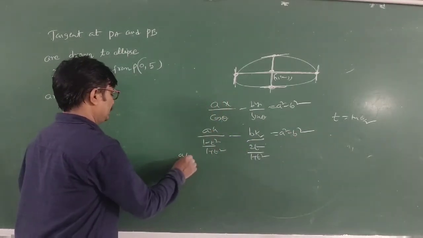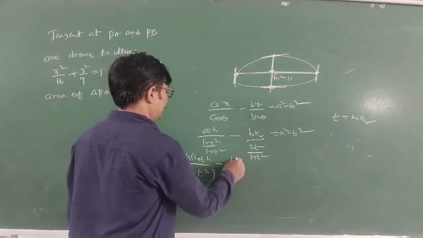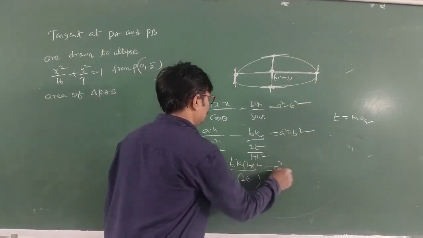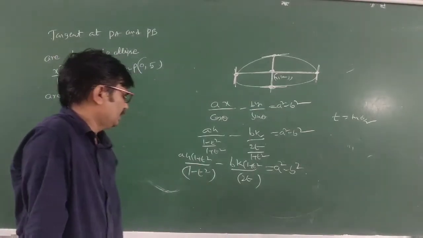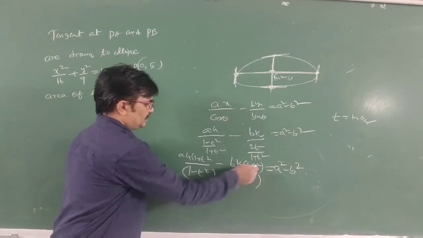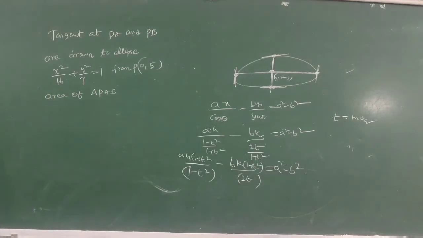Now this is, students, ah into 1 plus t square by 1 minus t square minus bk into 1 plus t square by 2t equal to a square minus b square. My dear students, you can observe here the LCM: we get t power 4, t square into t square, so t power 4 is there. Undoubtedly, dear students, there exist at most 4 normals.